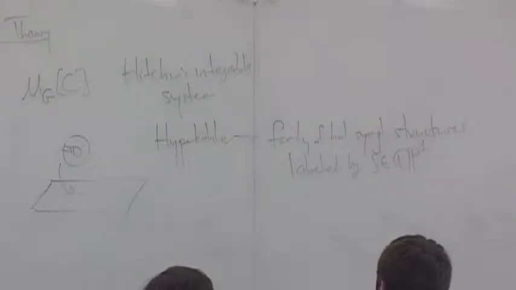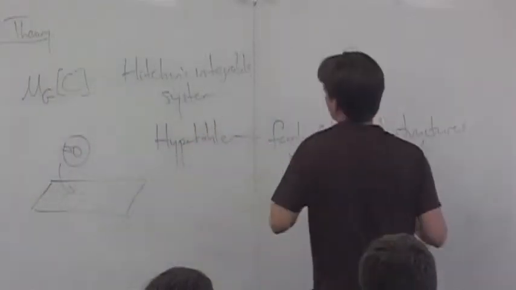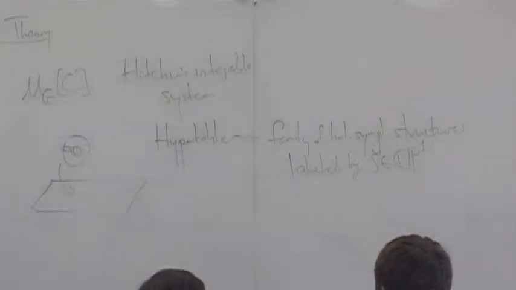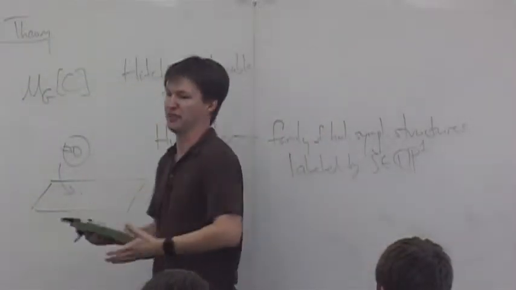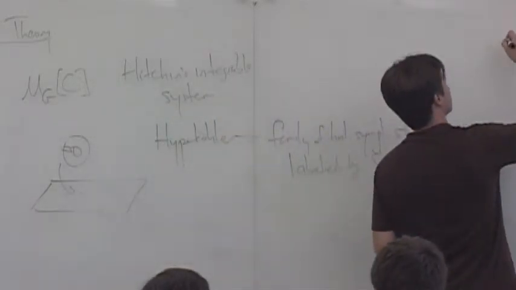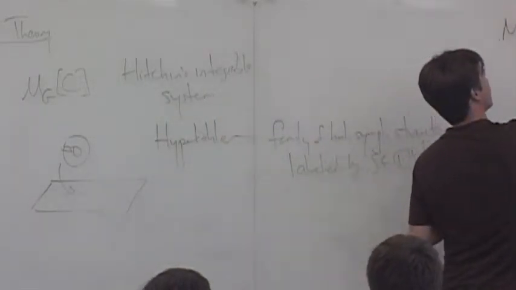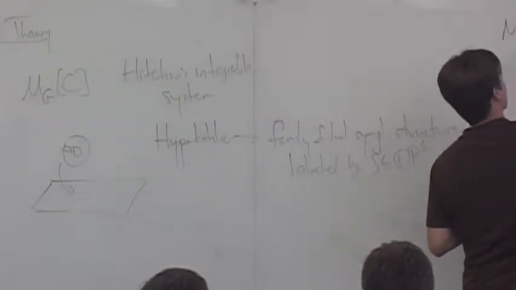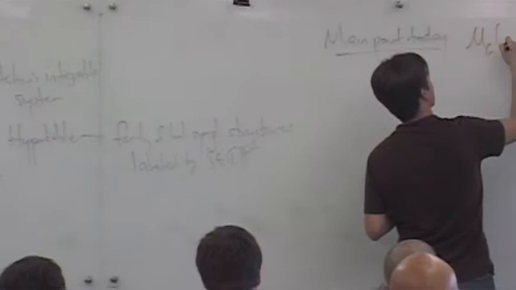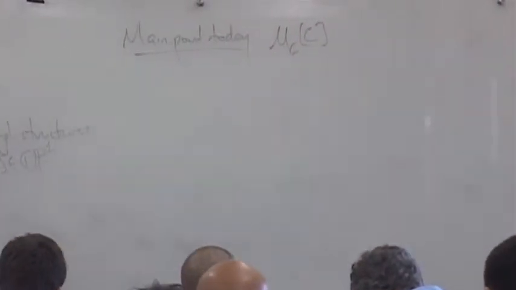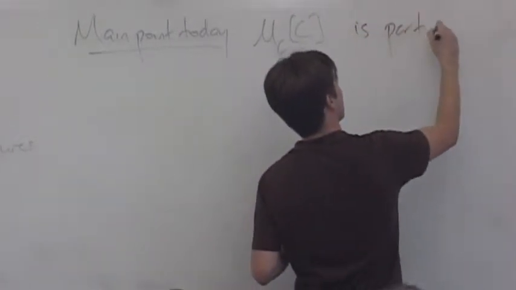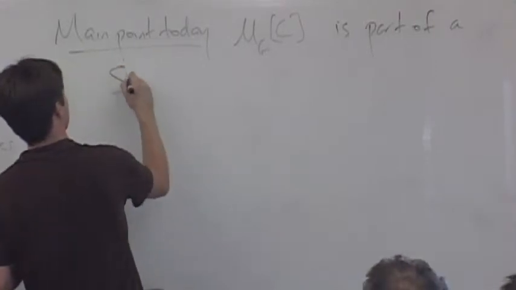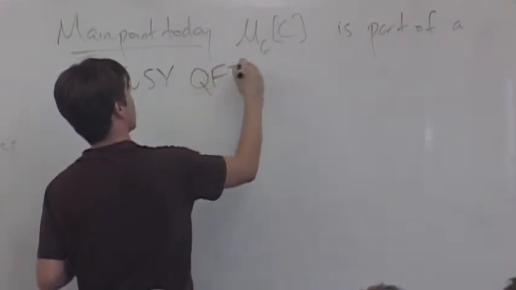So suppose that we're interested in studying this space. I'm going to tell you some new structures that this space has. And the way that we're going to get these structures is to embed Hitchin's integrable system into something much, much bigger. So the main point today is that this space, M_G of C, is part of something much bigger: it is part of a certain supersymmetric quantum field theory.